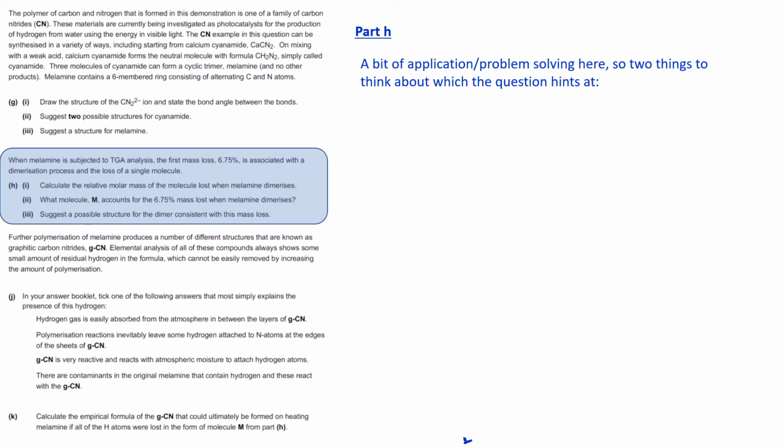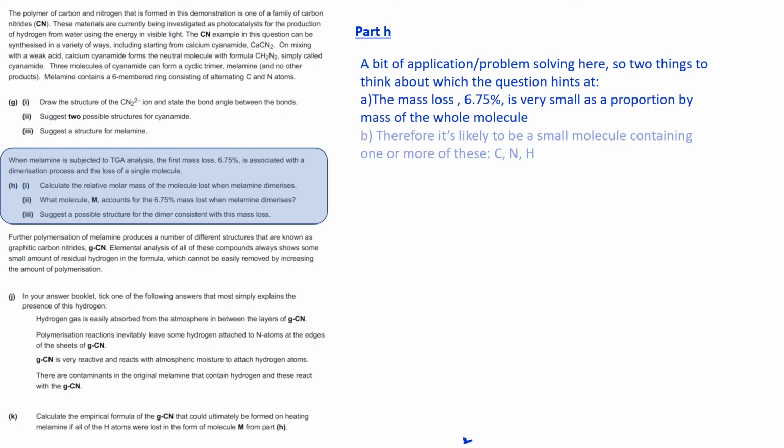So part H, a bit of application problem solving here. It's getting harder now. So 2 things to think about. The mass loss is very small as a proportion of the mass of the whole molecule, so therefore it's likely to be a small molecule containing 1 or more carbon, nitrogen, or hydrogen. So the Mr of the trimer, 3 lots of CH2N2, is 126.38 grams per mole, using the periodic table values from the C3L6 periodic table.